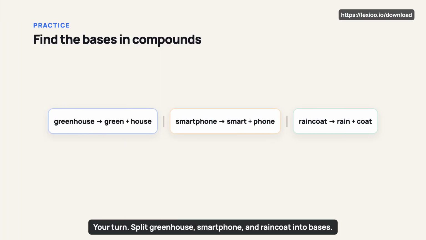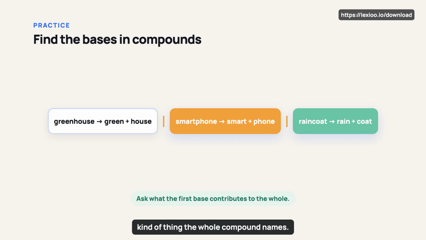Your turn. Split greenhouse, smartphone, and raincoat into bases. Then ask what the first base contributes and what kind of thing the whole compound names.